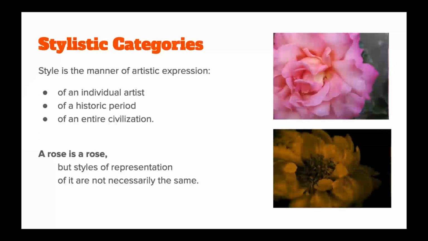A rose can be a rose, but styles of representation are not always the same. If you look at the top, it's a photograph, and at the bottom, it's also a photograph. Two different photographers photographing relatively the same subject matter, two flowers, but they've done it in a very different way. The photograph on top is very literal. The person just got real close, got lots of colors into it, and it's all about expressing the vibrancy of what they see.